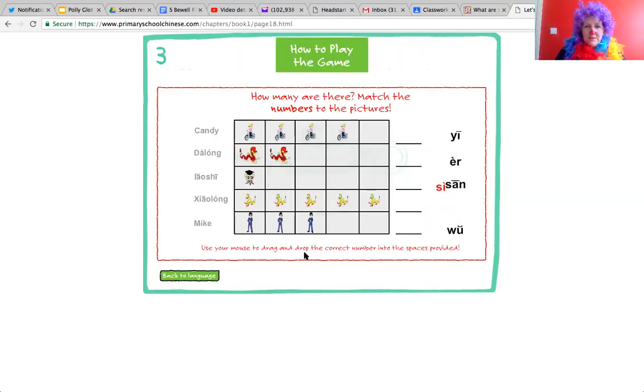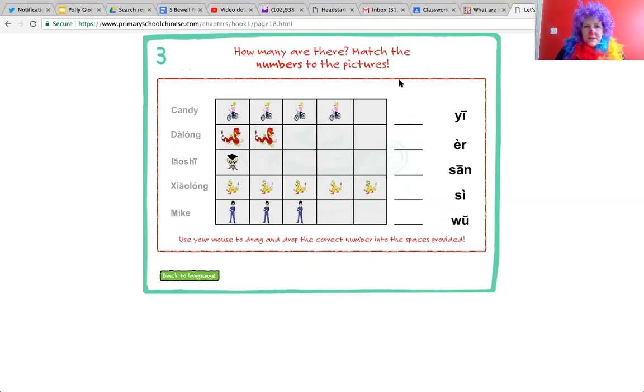Let's try it again. So Candy has got 4 bicycles. So is it 1 2 3 4 or 5? Let's have a go. It's not 5, just testing. It's okay. What about Dalong? There are 2 dragons. So is it 1 2 3 or 5?